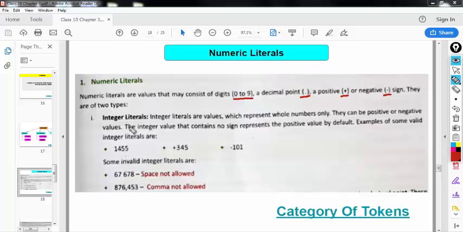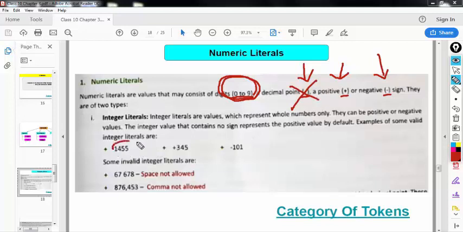Now the integer kind of literals will contain only digits, along with a positive sign or a negative sign, but they will never contain a decimal point. Okay, so an integer literal will consist of digits from 0 to 9, plus sign or the negative sign, but it will not contain the decimal point. This is the meaning of integer literal.